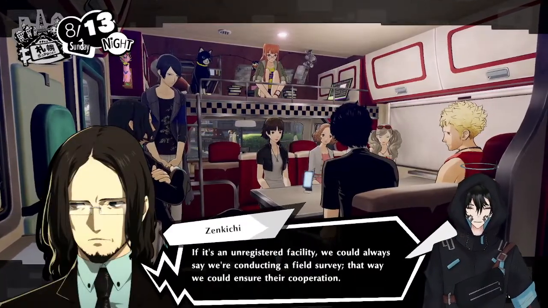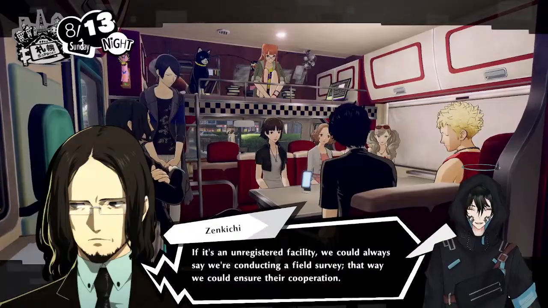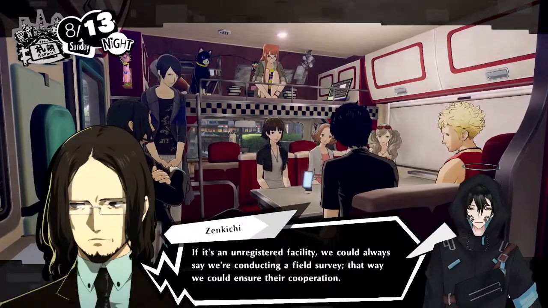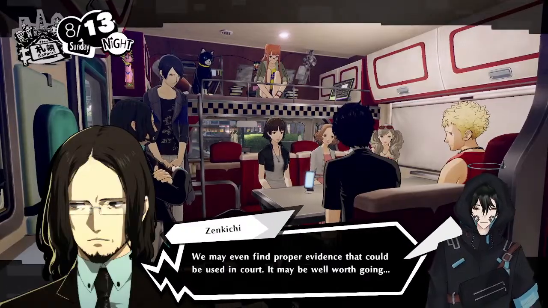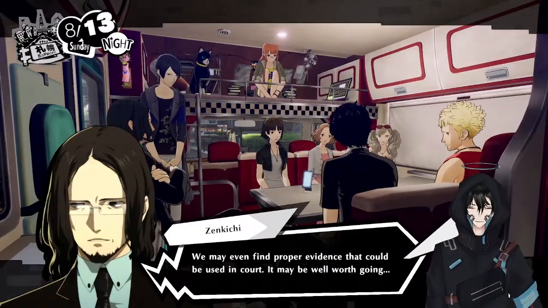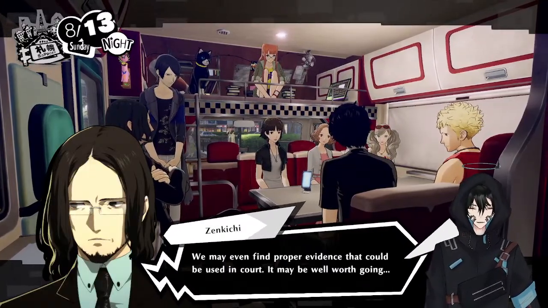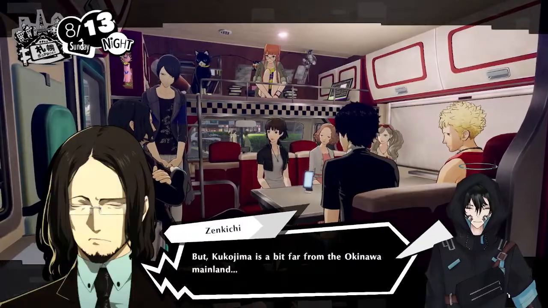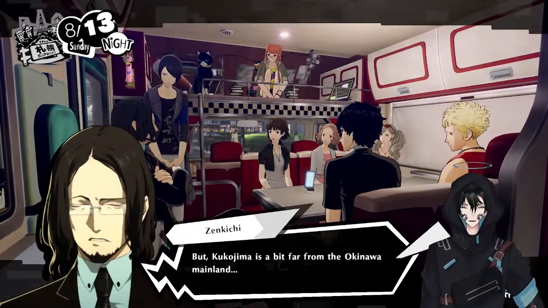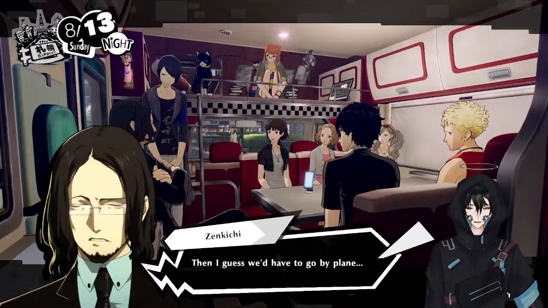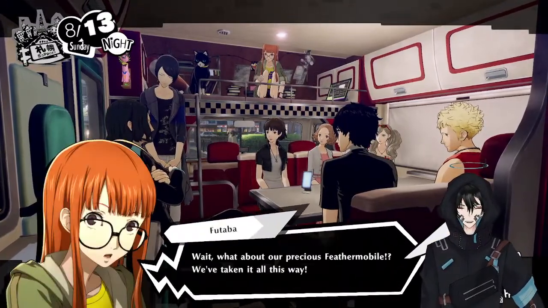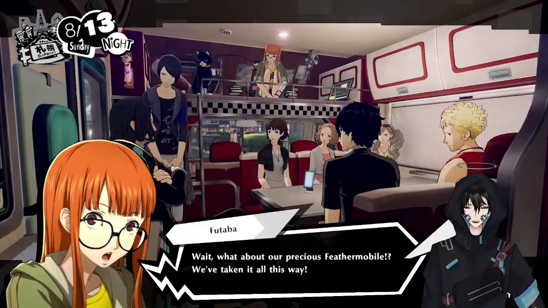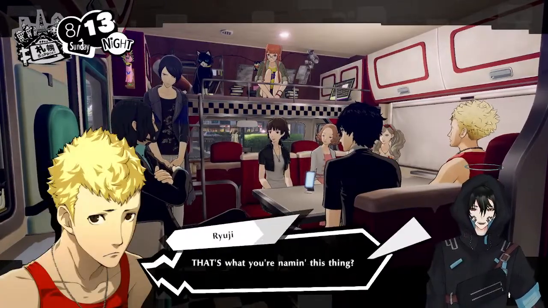If it's an unregistered facility, we'll always say that, that way we could ensure their cooperation. We may even find proper evidence that could be used in court. Maybe well worth going. But Kokojima is a bit far from Okinawa, man. I guess we'd have to go back later. What about our precious Feathermobile? We've taken it all this way.